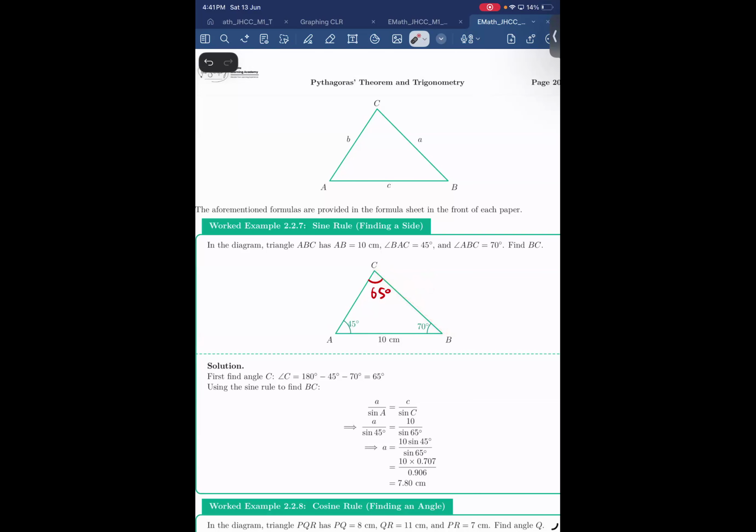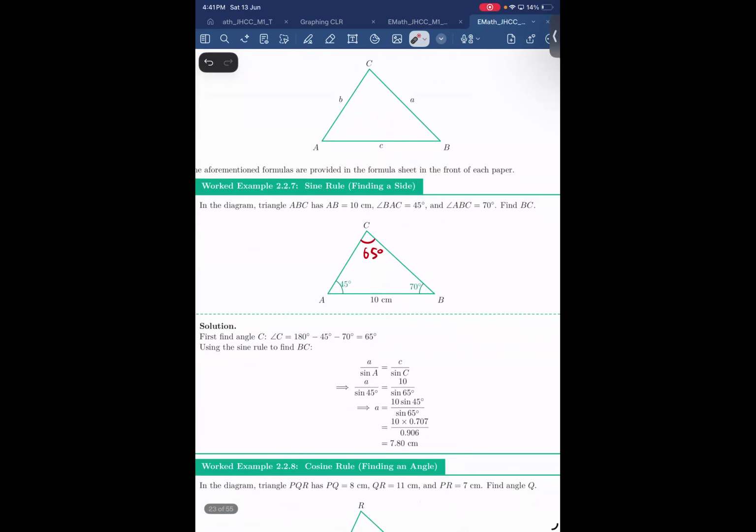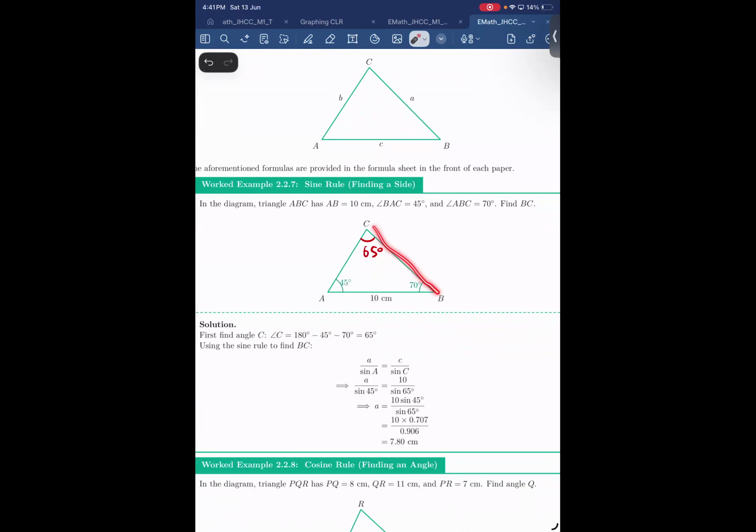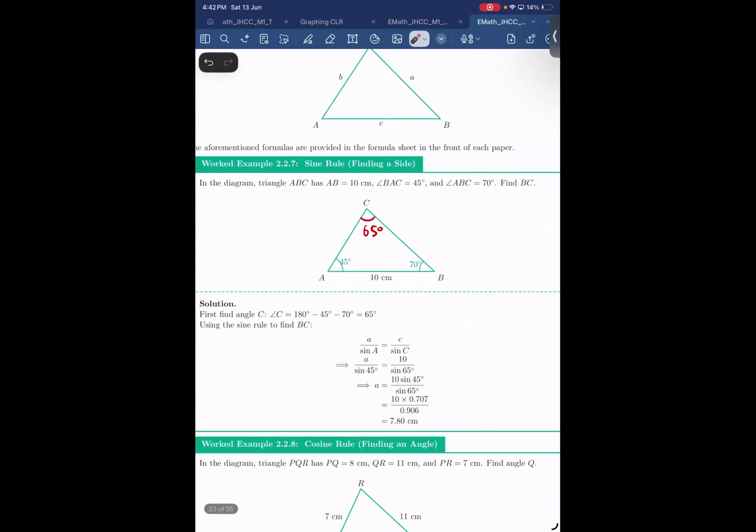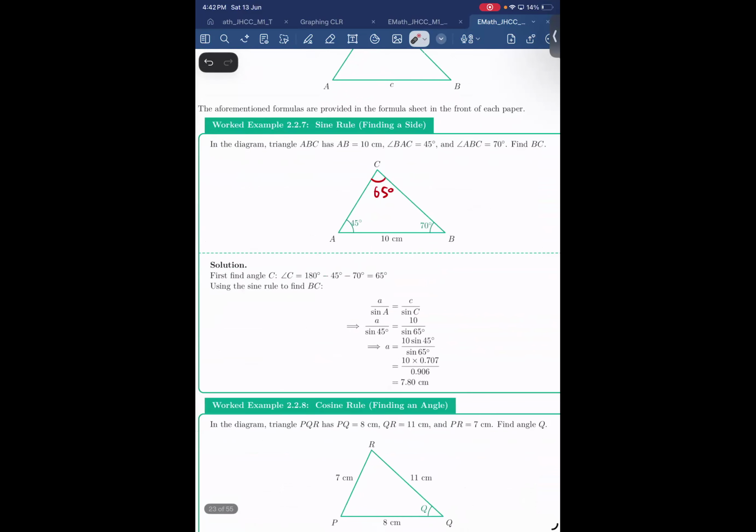So here we want to use sine rule. So a over sine A, this is BC over sine 45 degrees equals 10 over sine 65 degrees. And if we solve it, BC will be 7.0 cm.